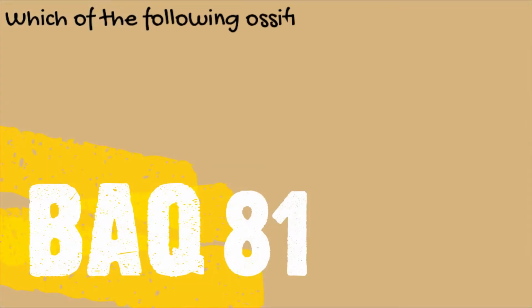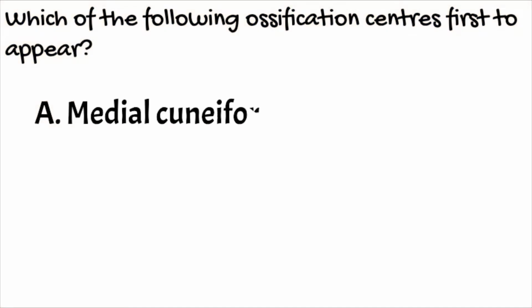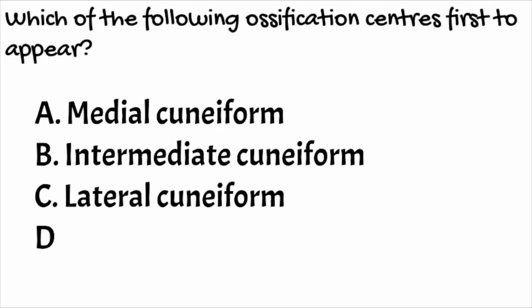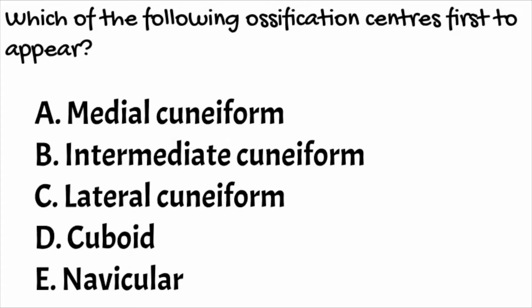Which of the following ossification centers is first to appear? A. Medial cuneiform. B. Intermediate cuneiform. C. Lateral cuneiform. D. Cuboid. E. Navicular.